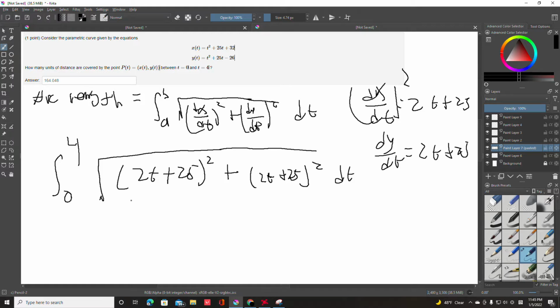If you do evaluate it, use a calculator. I think you're supposed to use it. Honestly, I don't think you can get this without a calculator. For this equation, you'll get 164.048.